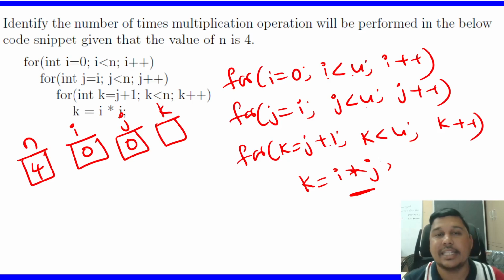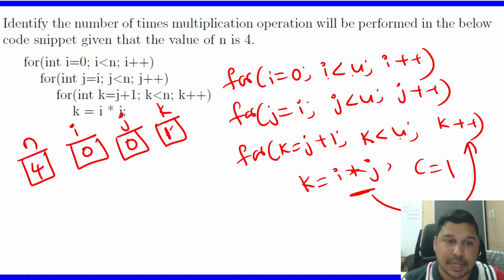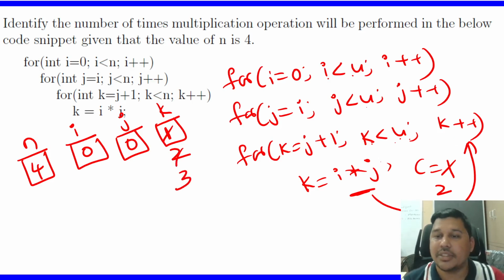There is some k value. K equal to j plus 1. So j is 0 means k becomes 1. Is 1 less than 4? Yes. Enter, k equal to I into j. So one time this is happening. I will take one variable count here. Count is 1, first time it executed. From here it will go to the inner increment. So k plus plus, k becomes 2. Is 2 less than 4? Yes. So it will perform this multiplication operation. So count becomes 2. Again k plus plus, k becomes 3. Is 3 less than 4?